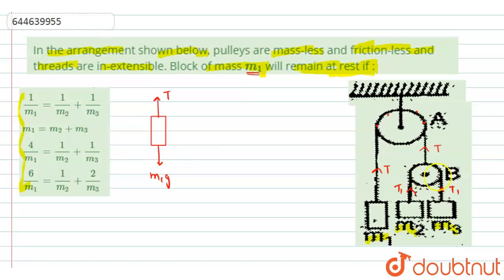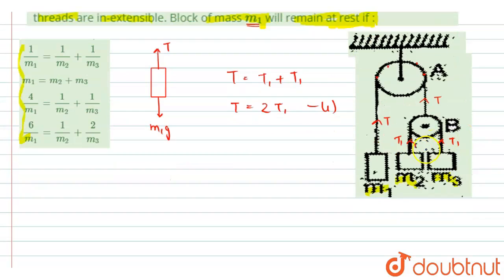So pulley B must remain at rest, and for that condition the tension T must be equal to T1 plus T1. The net force acting on the pulley must remain in equilibrium. So we will get from here T equals 2 times T1. Let this be equation 1. Now let me draw the free body diagram of mass m2 and mass m3. So here, this is m2 and let's say this is m3.